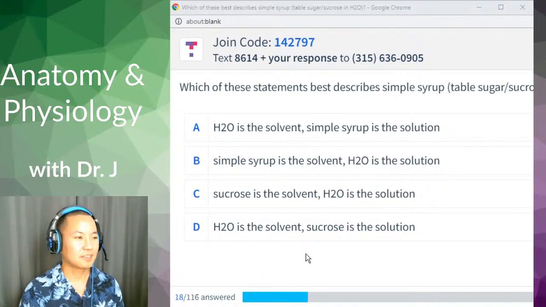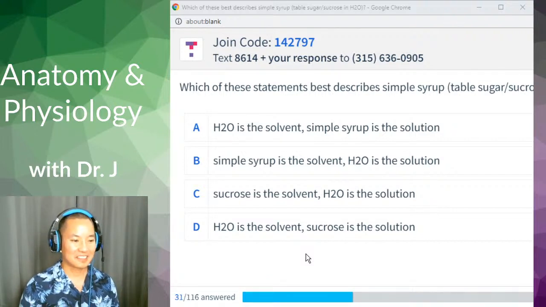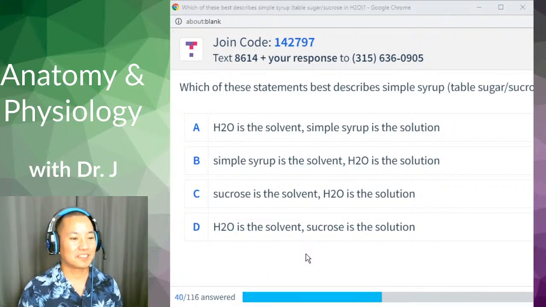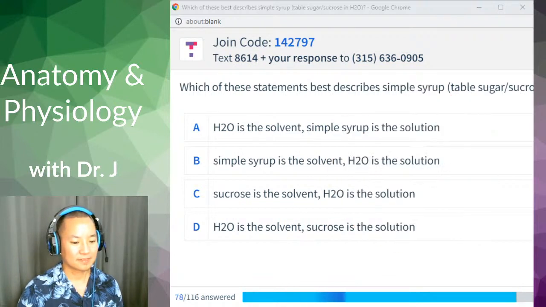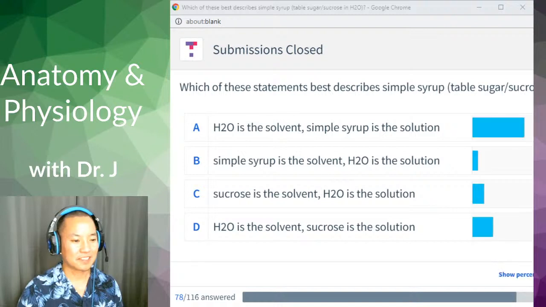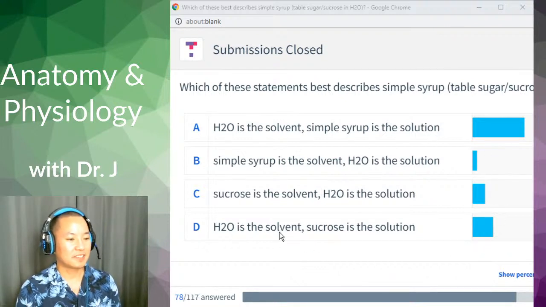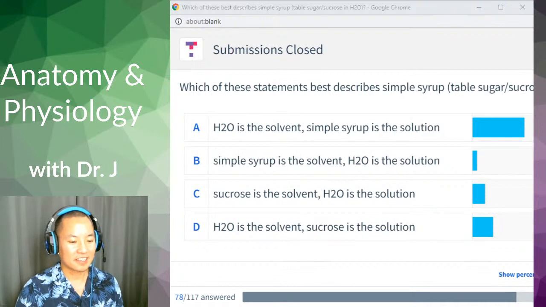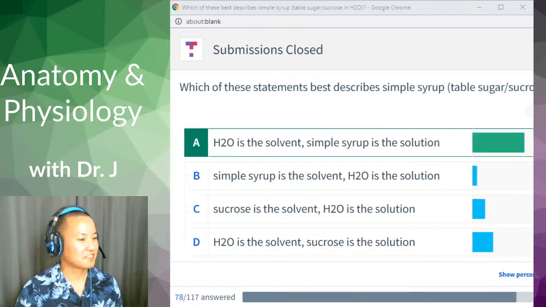mulligan. We're talking about basic simple syrup, in other words, sugar water. Which is the solvent, which is the solution? Okay, let's see what people said. The majority of you said that water is the solvent, simple syrup is the solution, and second most said that water is the solvent, sucrose is the solution. Which is correct? The first choice is correct.